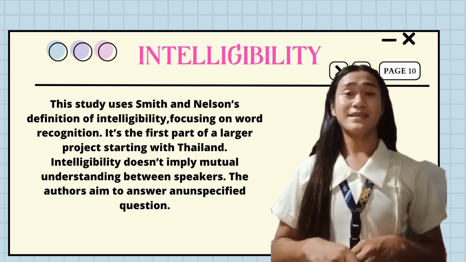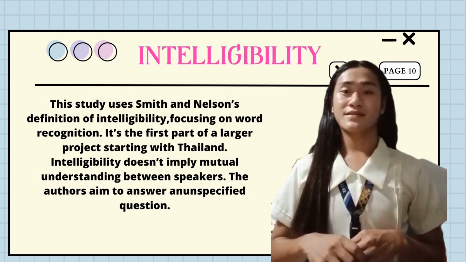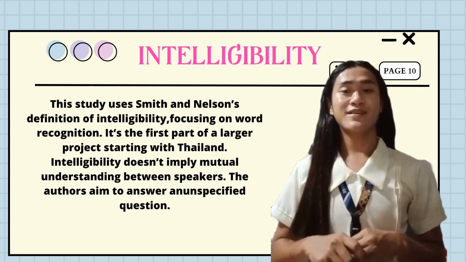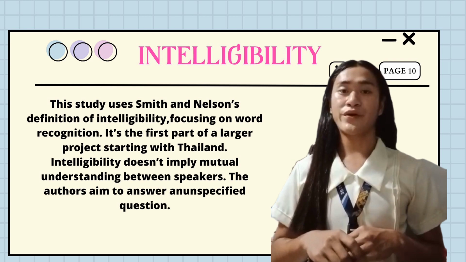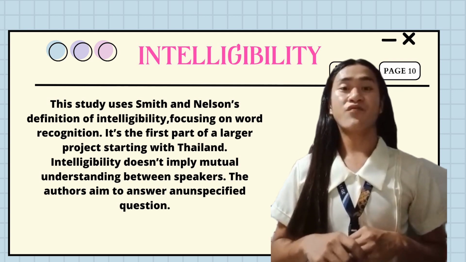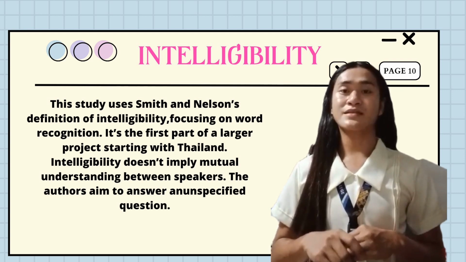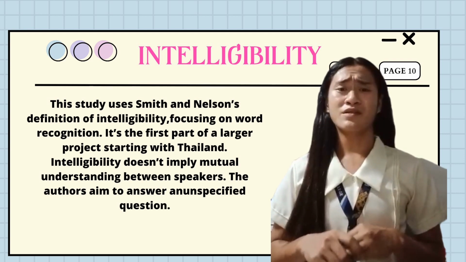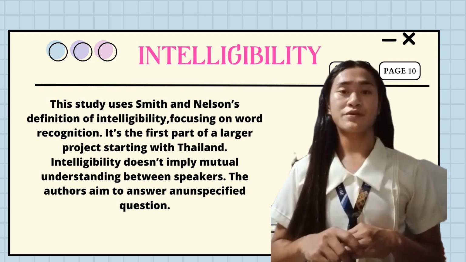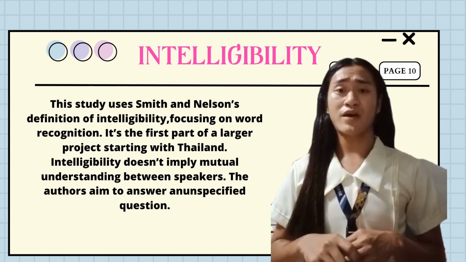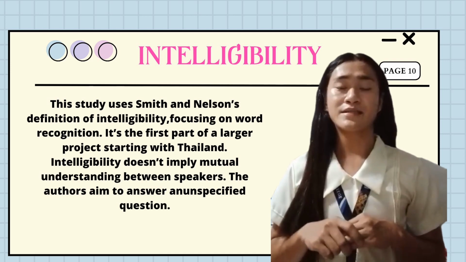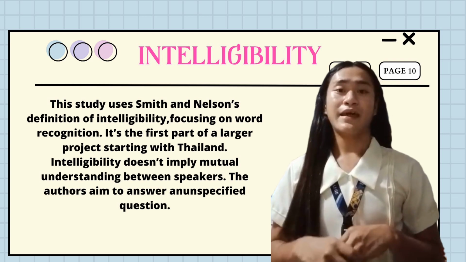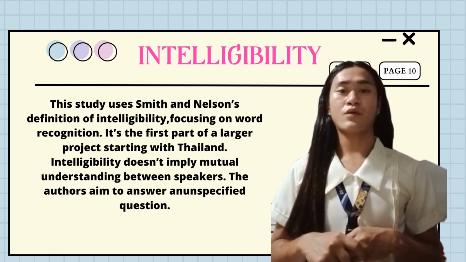And the last is intelligibility. This study uses Smith and Nelson's definition of intelligibility, focusing on word recognition. It's the first part of a larger project starting with Thailand. Intelligibility doesn't imply mutual understanding between speakers. The authors aim to answer an unspecified question. So, I have an example here, intelligibility of Philippine languages.